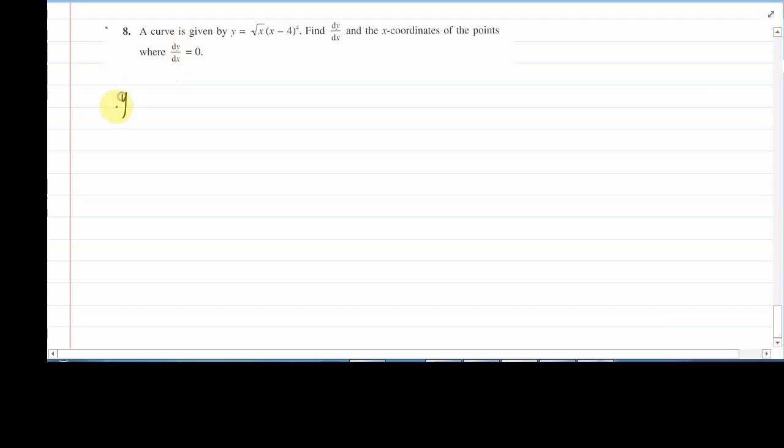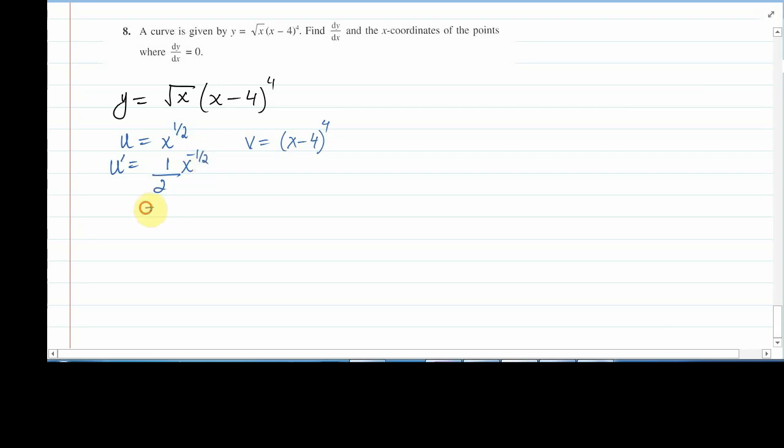The equation we have is y equals under root x times x minus 4 power 4. So u is what? u is under root x, or I can say x to the power 1 upon 2, and v is what? v is x minus 4 whole power 4. So u dash is, first we need to write down the power and then subtract 1 from the power. So it is 1 divided by 2 under root x. v dash is, first we need to write down the power, then subtract 1 from the power, and then the derivative of the function, that is equal to 1. So that is v dash we have.